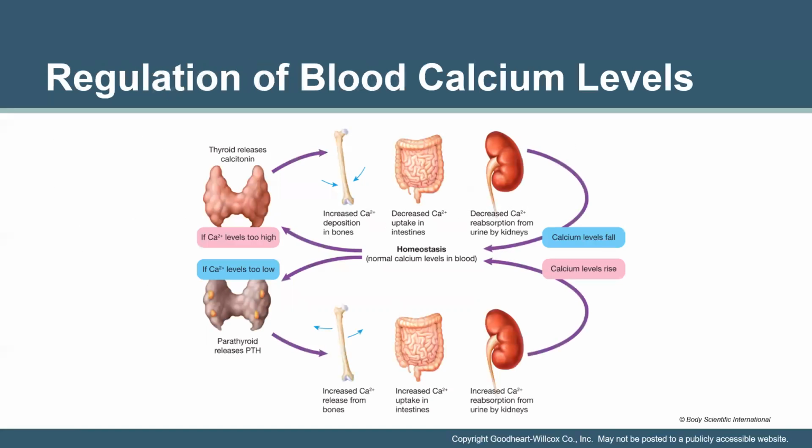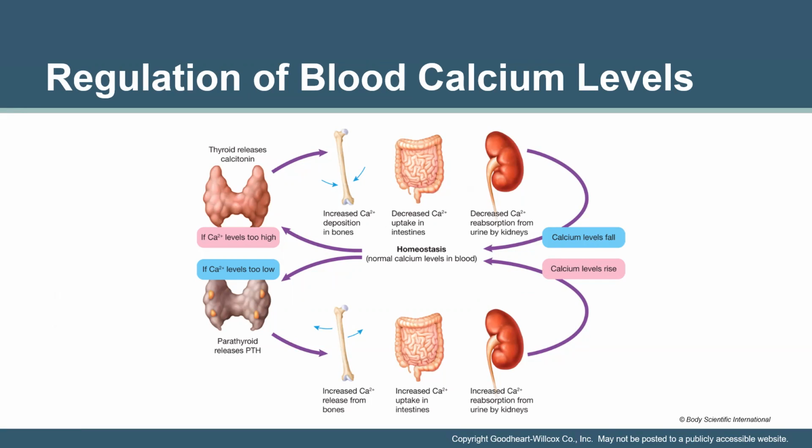The adrenal glands. Oh, let's stop and talk about this real quick. So the regulation of calcium, blood calcium levels. You have a picture of this on page 290, okay? So the thyroid gland, again, if calcium levels are too high, the thyroid gland will release calcitonin. Then the bones will increase their calcium deposition.